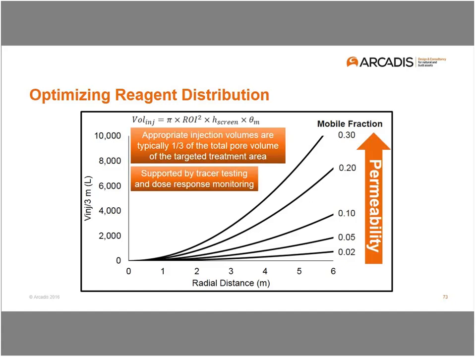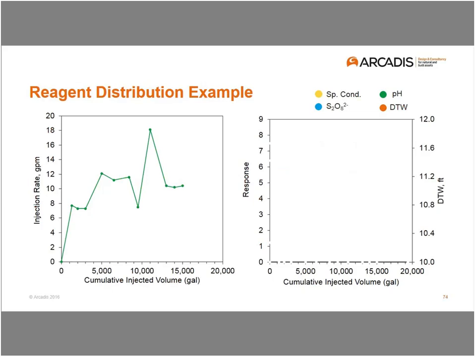So as permeability increases, so does the injection volume. And what we've observed is that appropriate injection volumes are typically on the order of 1/3 of the pore volume. And the general procedure, if you have adequate budget and planned accordingly, is this optimized reagent distribution is predicted with this equation and then supported through tracer testing with dose response monitoring. So here's an example of an inefficient volume to distribution relationship.